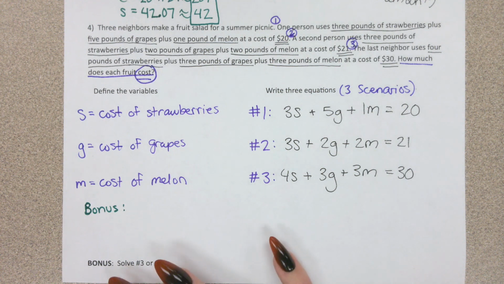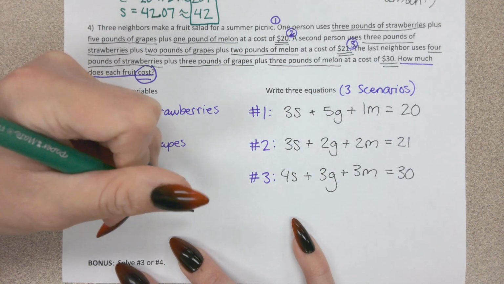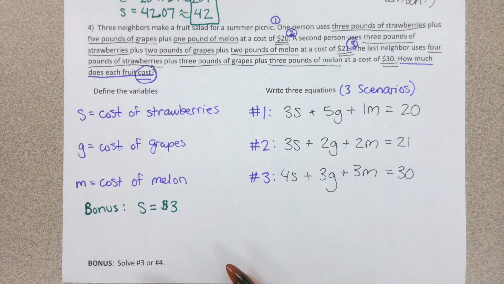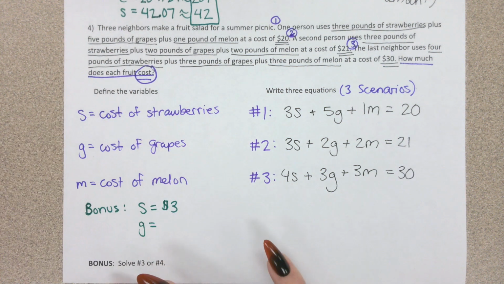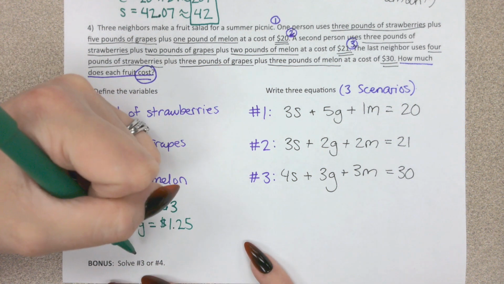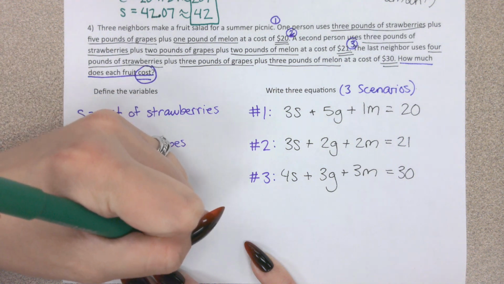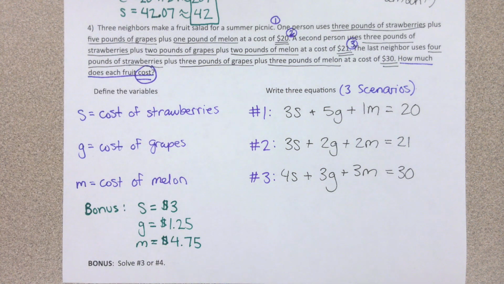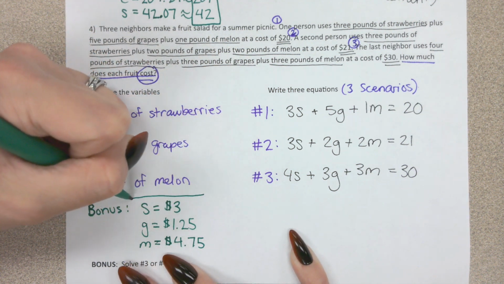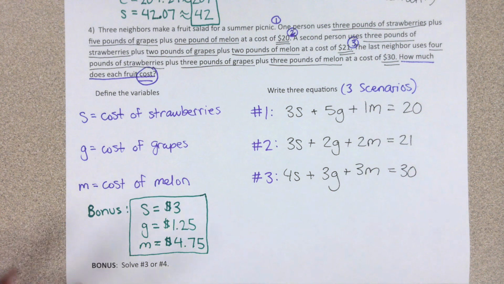So if you do the bonus on number 4, S, the cost of strawberries is $3. The cost of grapes, G, is $1.25. And the cost of M, melon, is $4.75. And these are exact. These were not rounded. So if you do your math right, you will get my answers. There is no negotiating on that. These are the correct answers.